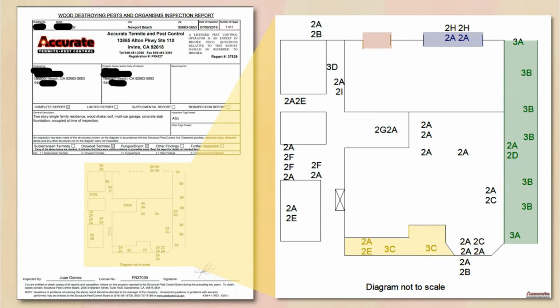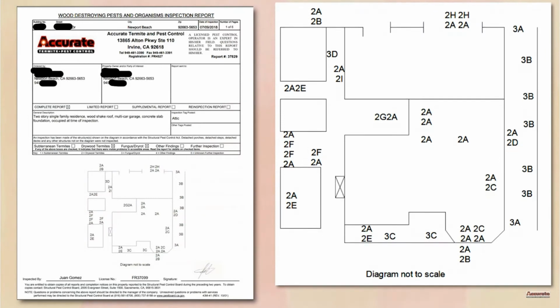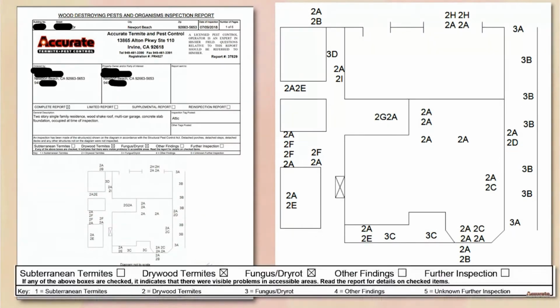If you were to take the front porch area, you would see that we have codes 2A, 2E, and 3C mentioned 2 times. Based on what you know of the code key, you know that findings 2A and 2E correspond to drywood termites, and finding 3C corresponds to fungus or dry rot. To get details on what each code means for your specific termite inspection report, you will have to delve into the description of findings that we will discuss shortly.